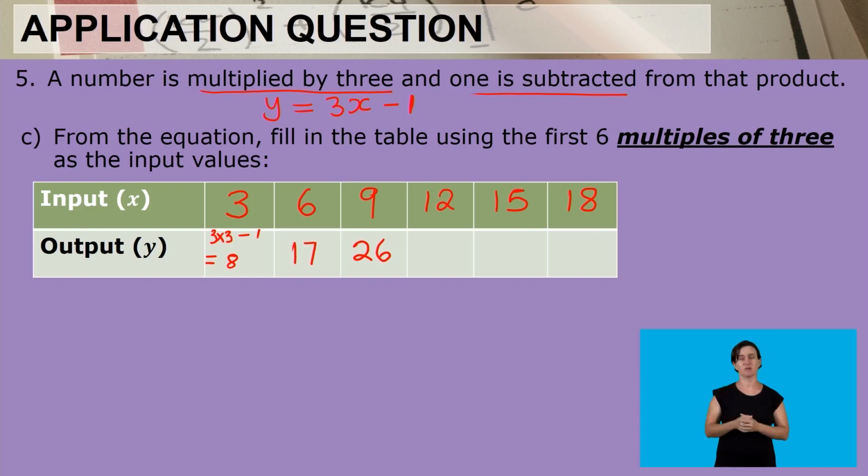Now 12 multiplied by 3 is a 36, and when we subtract 1 from there, that is going to be a 35. Then when we say 15 multiplied by 3, 15 multiplied by 3 is 45, and when we subtract 1, we are going to be left with a 44. And lastly, we have 18 multiplied by 3. Now 18 multiplied by 3, do you know what the answer is there? Yes, it is a 54. And of course, when we subtract 1 from that answer, we are going to get an output value of a 53.